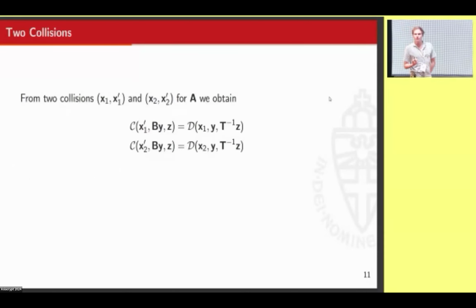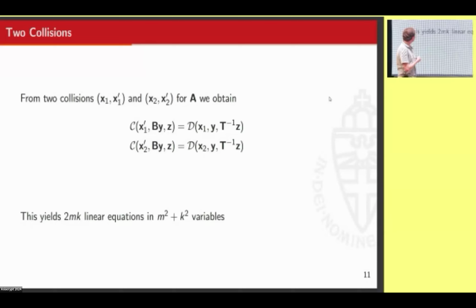With two collisions, we can do even more, because these are invertible, we can basically map this to the other side. And now we see that we have linear equations. And in fact, we have 2mk linear equations and m squared plus k squared variables. Unfortunately, they are not always linearly independent, but in general, this is enough information to solve the problem. So this is why collisions are really a good way to attack tensor isomorphism, because they allow you to solve it once you do find them.